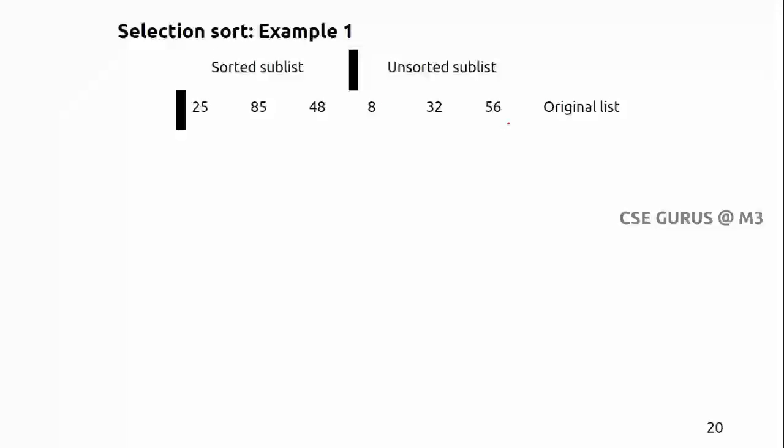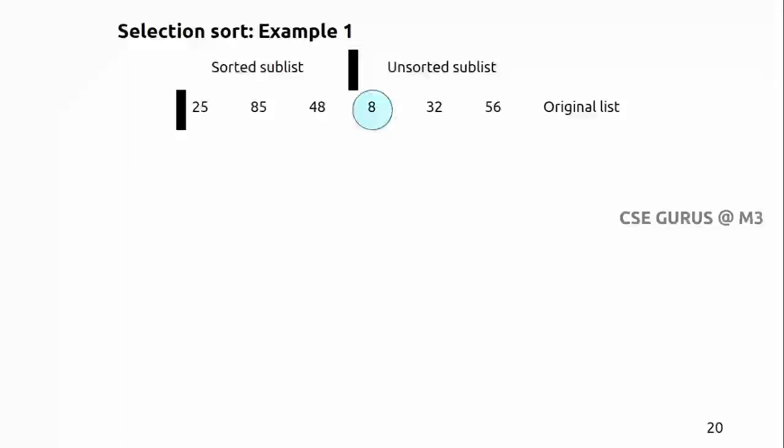I told you, the first thing you have to find, let us suppose it is increasing order, is the minimum among all the elements. Initially all the elements, of course, I can say it is the minimum of the unsorted sublist. You have to find the minimum of the unsorted sublist. So what is the minimum of the unsorted sublist? You can see here among these elements 8 is the minimum, right?